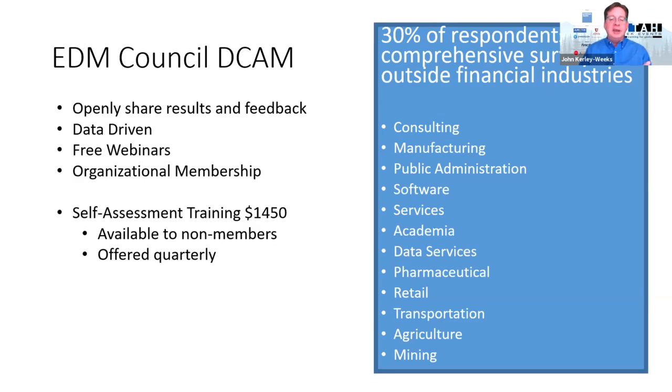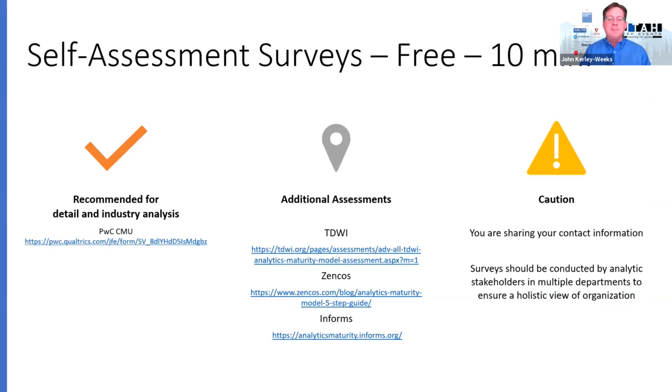You can take a self-assessment training for $14.50 as a non-member. Memberships are at an organizational level, and as a non-member, you can take the training, which gets you access to the complete model, and it's offered virtually and on a quarterly basis. There's an upcoming model on November 6th, I believe, or November 3rd, fairly quickly here. And there are about 40 people that are signed up for that already.